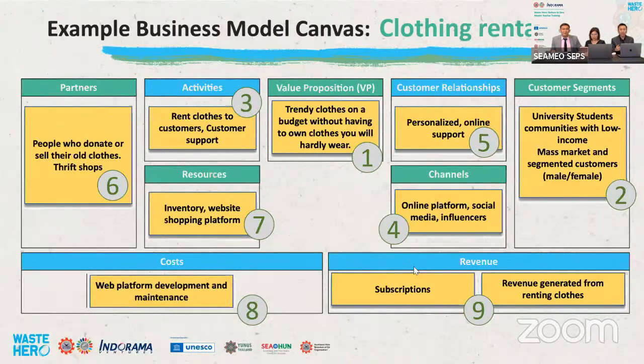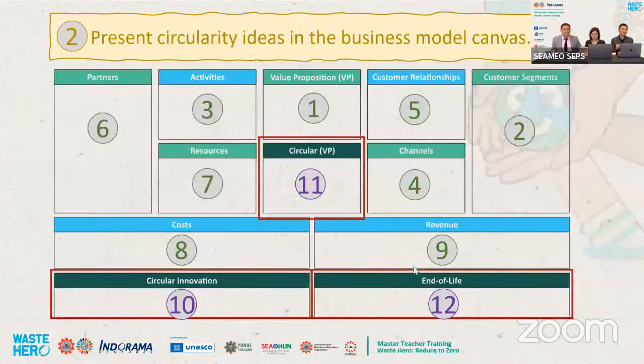Seventh, their resources could be inventory and also an online shopping platform. Eighth, costs could come from web platform development and also the maintenance. And ninth, the revenues could be generated from renting clothes, right? Yeah. Okay, and also the subscription. Okay, nice. Okay, everybody, after they gain knowledge about the business model canvas, present the circularity idea in the canvas.